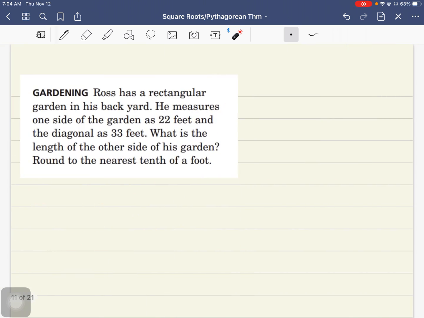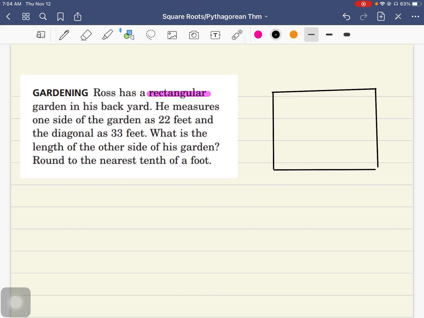This time we're talking about gardening. So it says that Ross has a rectangular garden in his backyard. Rectangular is going to be important, right? Rectangular is important because that means I'm going to draw a rectangle. So here is his garden. It's not a perfect rectangle, but that's okay.